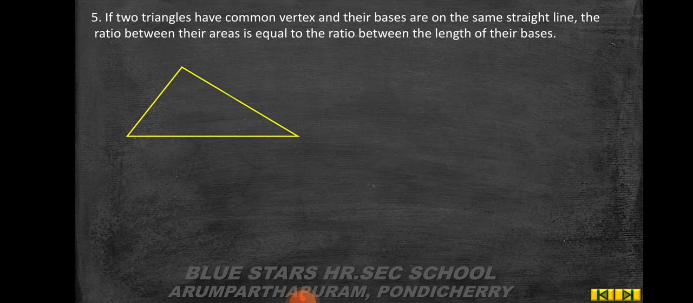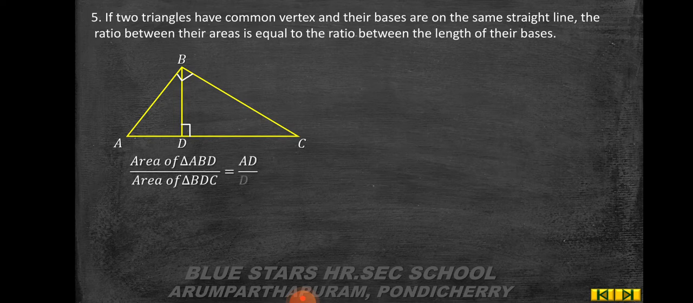Fifth one, if two triangles have a common vertex and their bases on the same straight line, the ratio between their areas is equal to the ratio between the lengths of their bases. So ABC is a triangle, right angled at B, and BD is the perpendicular line to AC. So area of triangle ABD divided by area of triangle BDC is equal to AD by DC.